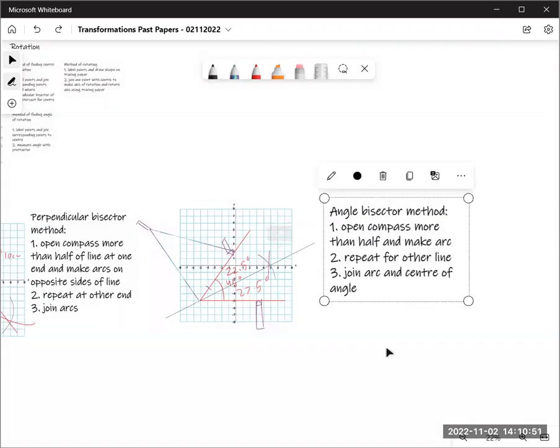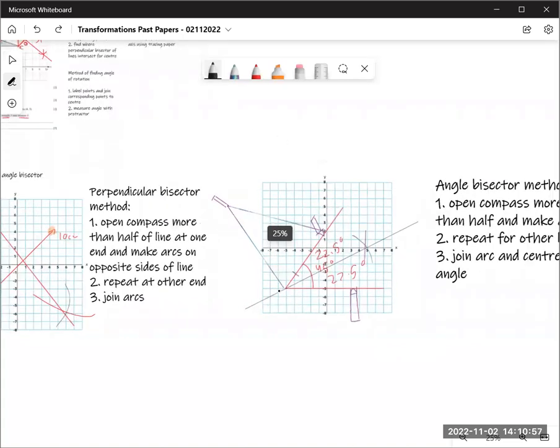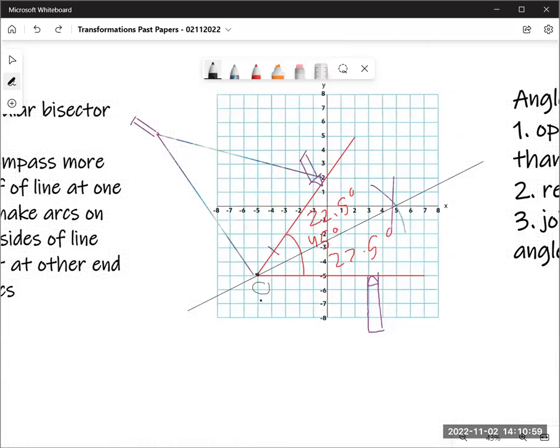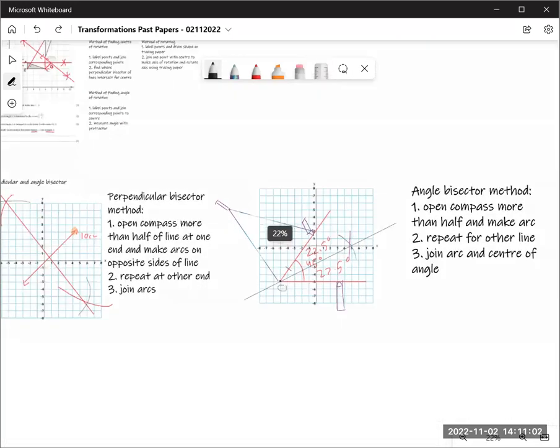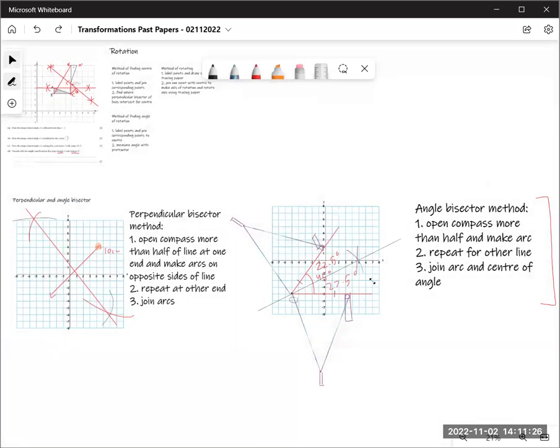Now this is angle bisector and perpendicular bisector. Write the methods in your notebook. The center of the angle is right here, by the way. And let's read it out loud. Okay. Angle bisector method. Open compass more than half and make arc. Repeat for other line. Join arc and center of angle. Isn't it the same thing? It is the same thing, but there's a difference. Which arcs are you joining? You're joining the center and the arc. You don't have two arcs like the other one. It's a little bit same.